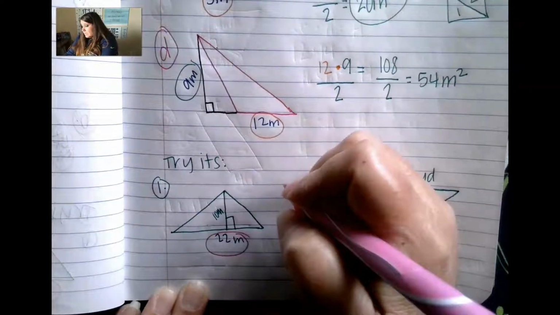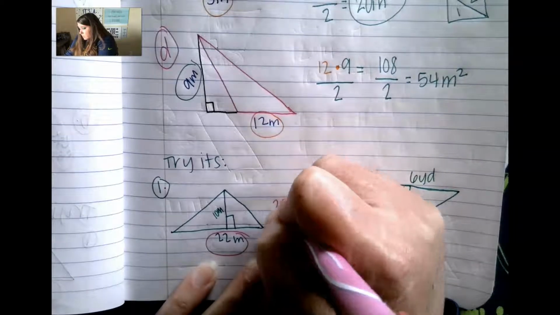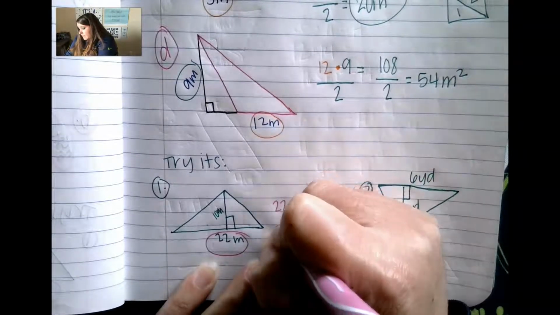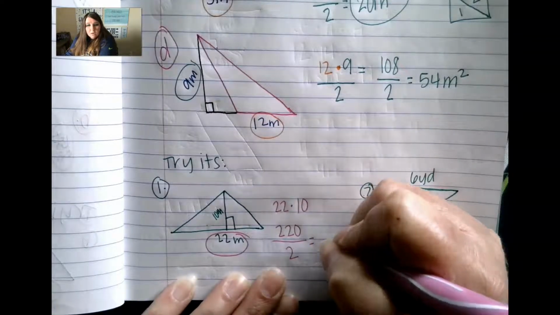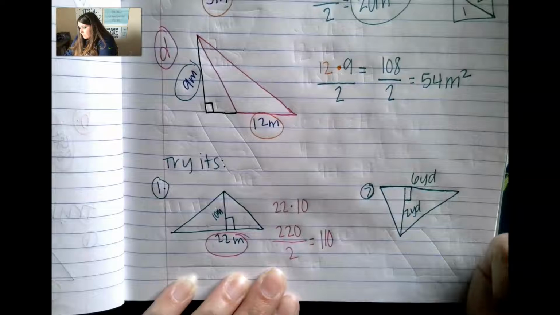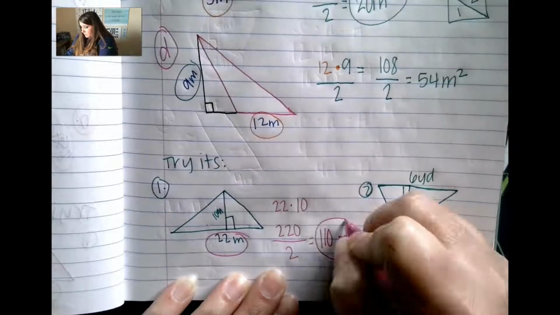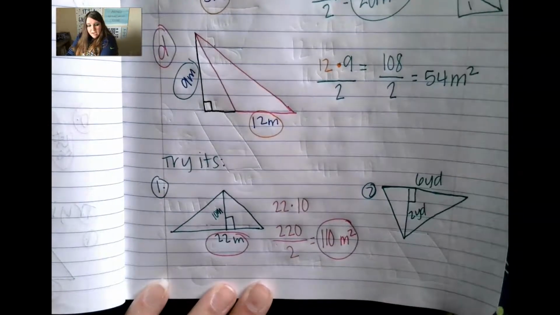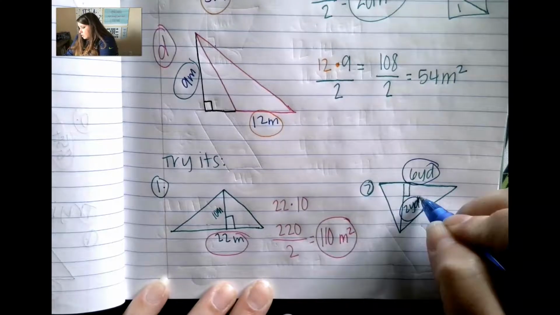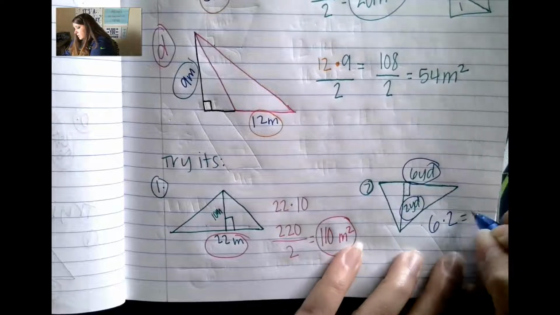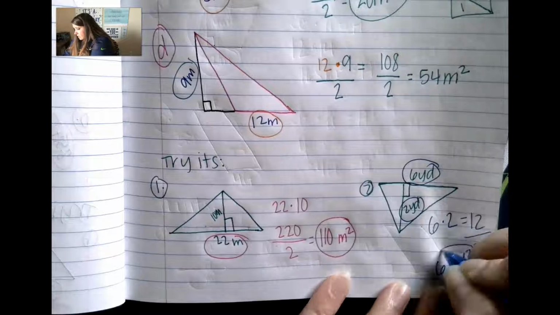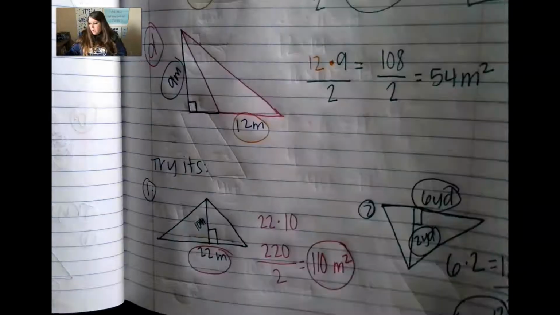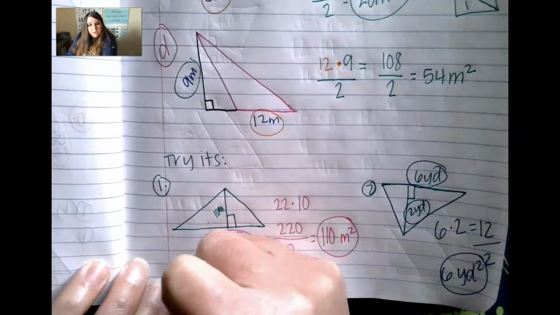All right, my base is 22. So I'm going to multiply 22 times 10. That gives me 220. I need to chop that in half, and that gives me a total of 110 meters squared. And then on my second one, I have 2 yards times 6 yards. So I'm going to multiply 6 by 2, and that equals 12. I'm going to chop that in half, and that gives me 6 yards squared. That is my total. All right, go ahead now and answer your essential question.